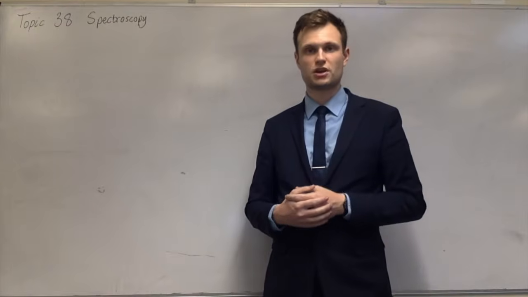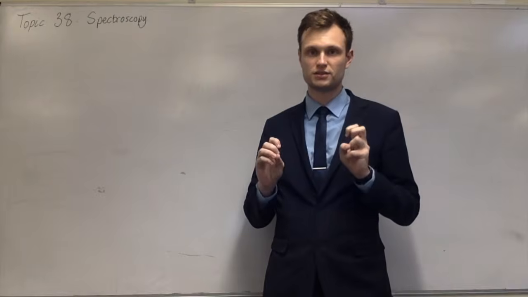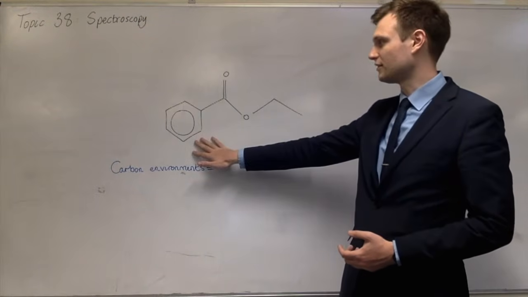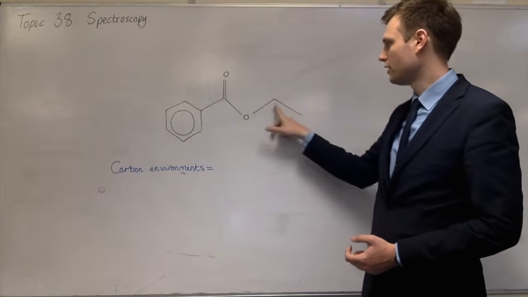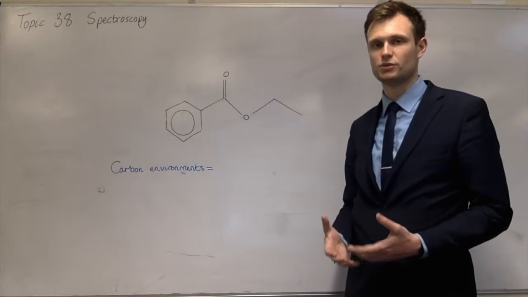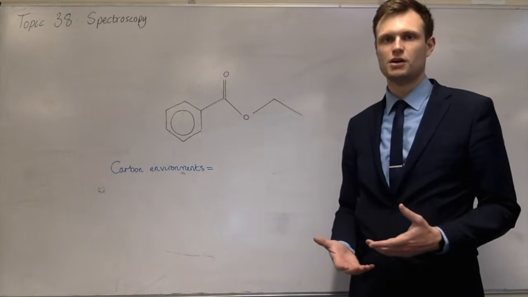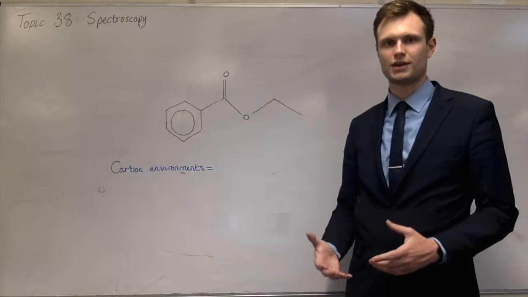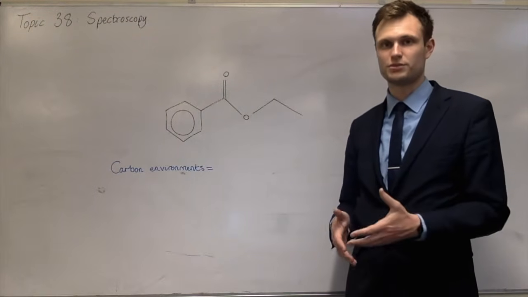But before we do that, I'm just going to go a little bit into what I meant by environments. So in this molecule I've got 9 carbon atoms. There are 6 in this benzene ring, 1 there, and then 2 in the ethyl group. But when we're talking about carbon environments, or how many carbon environments there are, we're looking for carbons which are different from every other carbon. I want to count up how many different types of carbon there are.